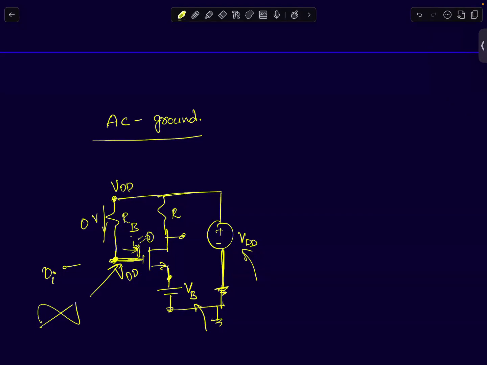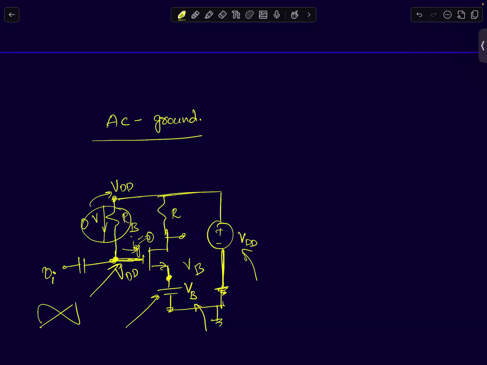And your source voltage is at VB, capital VB. But there is a difference here. In case of the gate, there is a resistor that's connecting to VDD. Here you have directly connected a supply voltage to the source terminal.